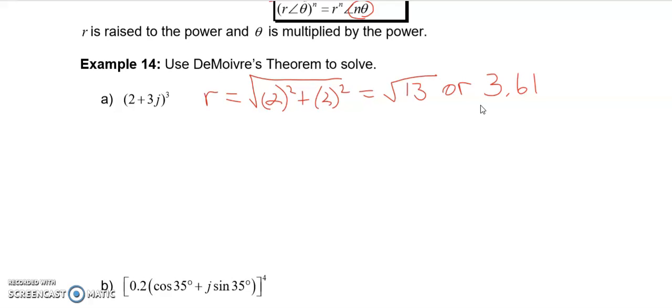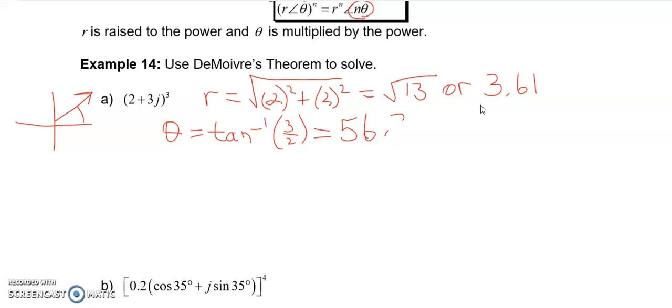Now, getting theta, notice that this complex number, if you were to graph it, would end up in quadrant number 1. So fortunately, when you calculate your reference angle, that will be theta in this case. So theta is equal to the inverse tangent of b over a, which in our case is 3 over 2. Make sure your calculator is in degree mode for this, by the way, although this would also work for radians. And I get 56.3 degrees.